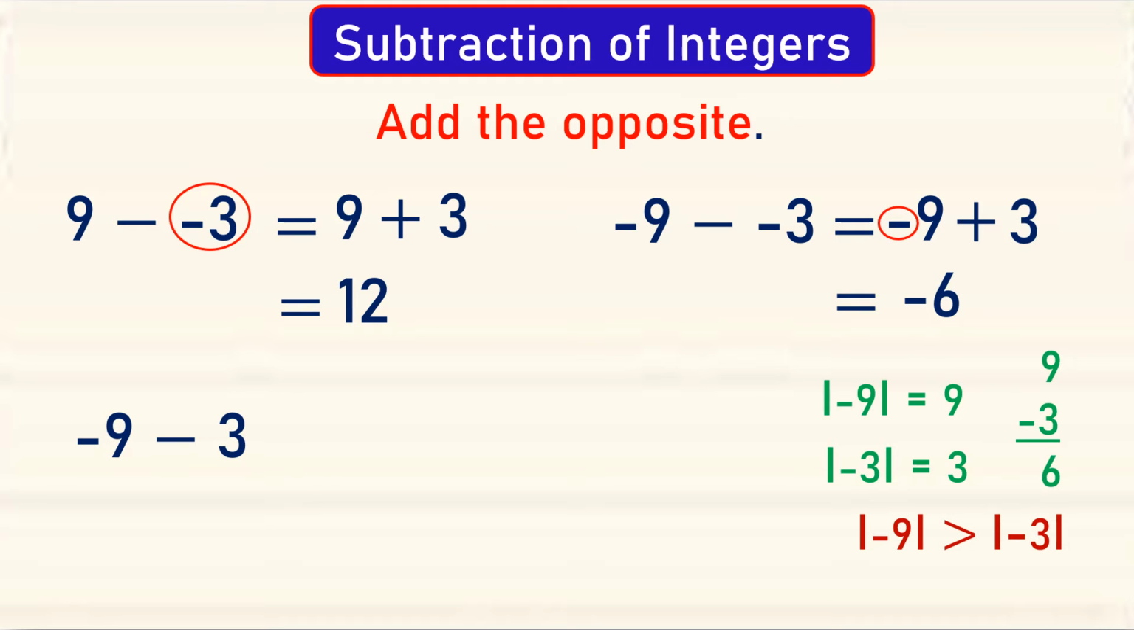Then we have negative 9 minus 3. So in here, we copy negative 9 and then add, or change subtraction to addition, and then get the opposite of 3, which is negative 3. So the answer is negative 12.